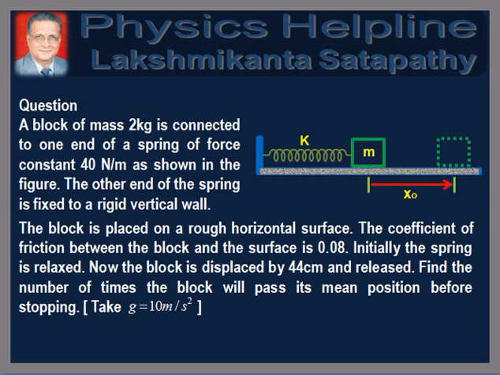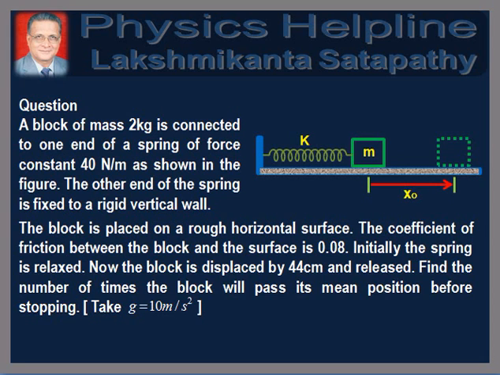A block of mass 2 kg is connected to one end of a spring of force constant 40 newtons per meter as shown in the figure. The other end of the spring is fixed to a rigid vertical wall. The block is placed on a rough horizontal surface. The coefficient of friction between the block and the surface is 0.08.